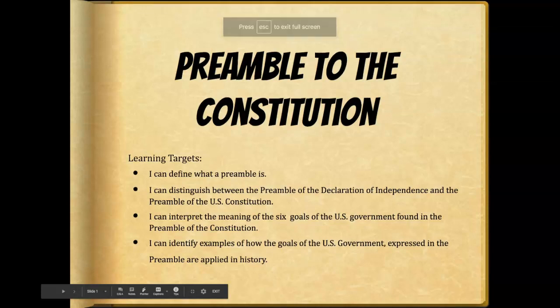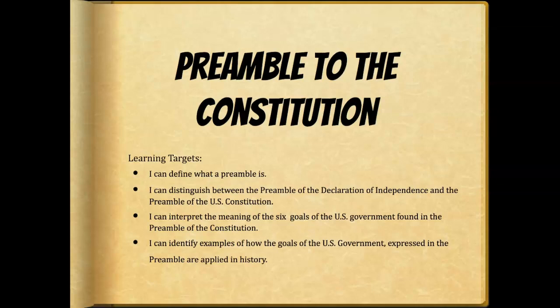In this lesson, we are going to learn about the preamble to the Constitution. Just like the Declaration of Independence had a preamble, so does the Constitution.